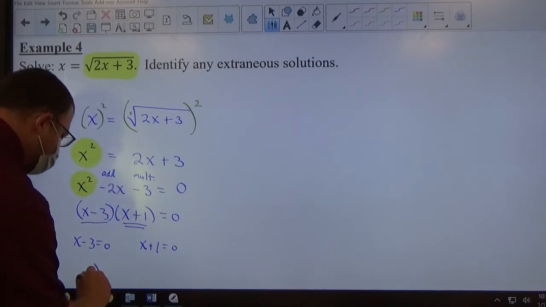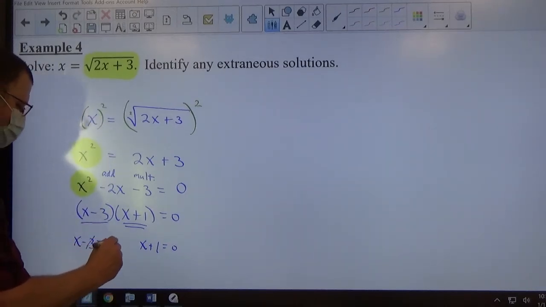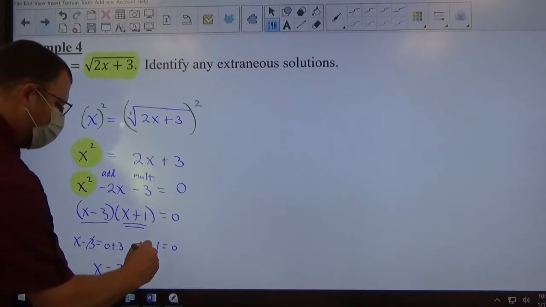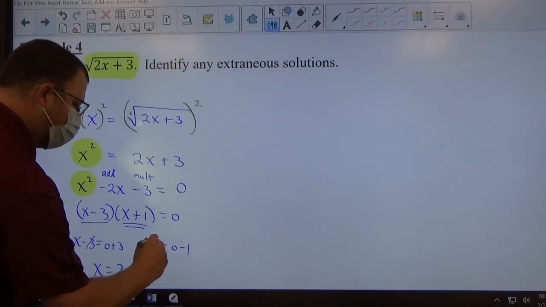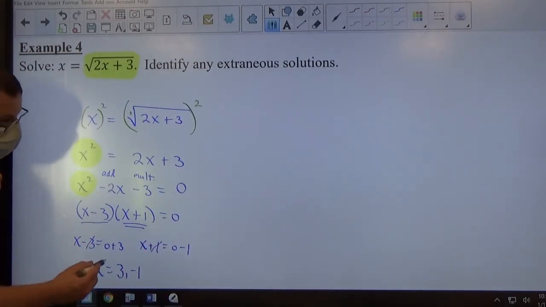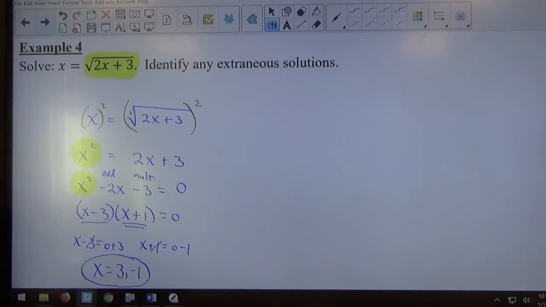So for the first equation, if I move the negative 3 across, it becomes positive 3. So 0 plus 3 is 3. For the second one, move the positive 1 across, becomes negative 1. 0 minus 1 is negative 1. And what we've created here is a list of answers that are possible solutions to the problem. They may or may not be correct, but they're the only numbers in the world that could possibly be correct.